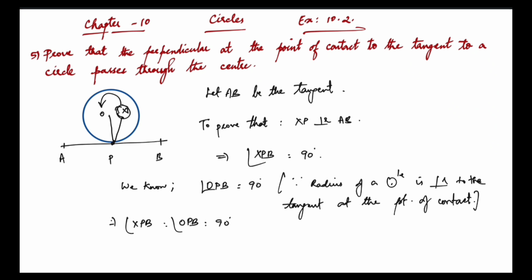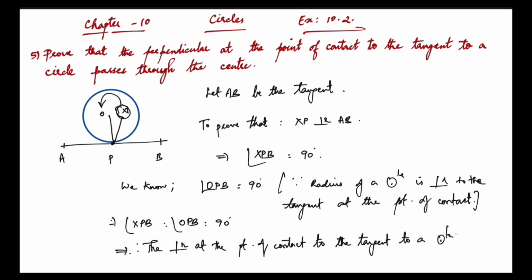Angle OPB and XPB can be equal only when the points O and X coincide, which implies that point X passes through the center of the circle and point X is O. So therefore, the perpendicular at the point of contact to the tangent to a circle passes through the center.